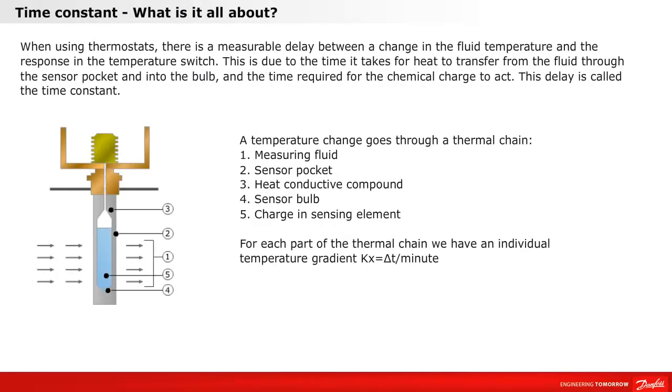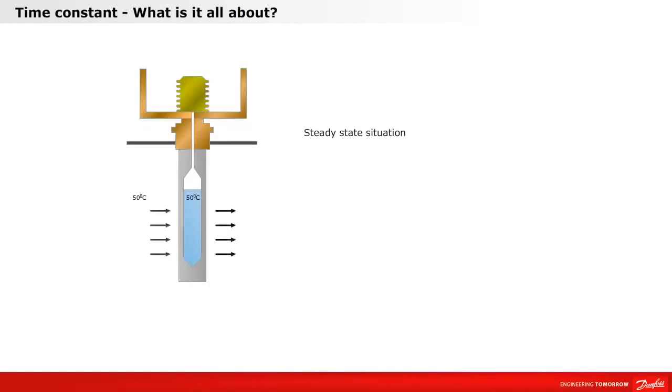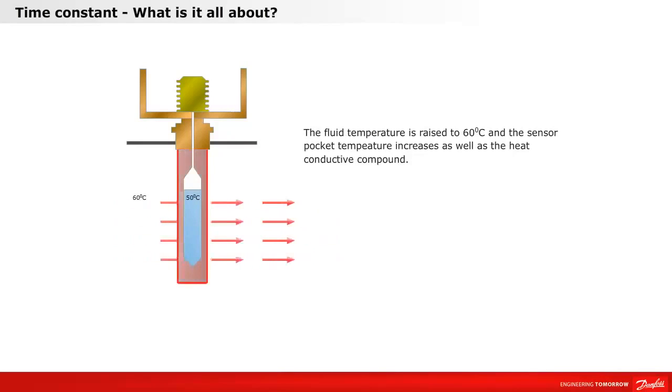When using thermostats, there is a measurable delay between a change in fluid temperature and the response in the temperature switch. This is due to the time it takes for heat to transfer from the fluid through the sensor pocket and into the bulb, and the time required for the chemical charge to act. This delay is called the time constant.